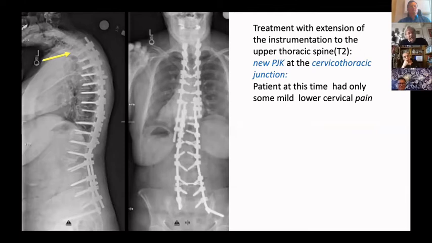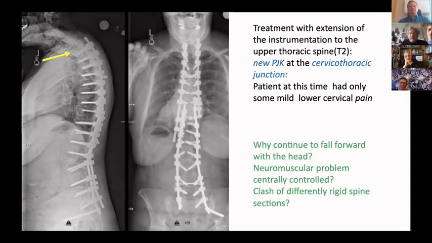The whole thing has been fixed up in the thoracic spine. As you can see here, there is instrumentation to T2, and it didn't take long. The patient developed a new PJK at the cervicothoracic junction, and this patient at this time had only very little cervical pain. So this patient didn't need to have surgery, but you see this is a pathology here with a malalignment, with a kyphosis, and yet the patient is fine for the moment, and this patient didn't need any surgery for the moment.